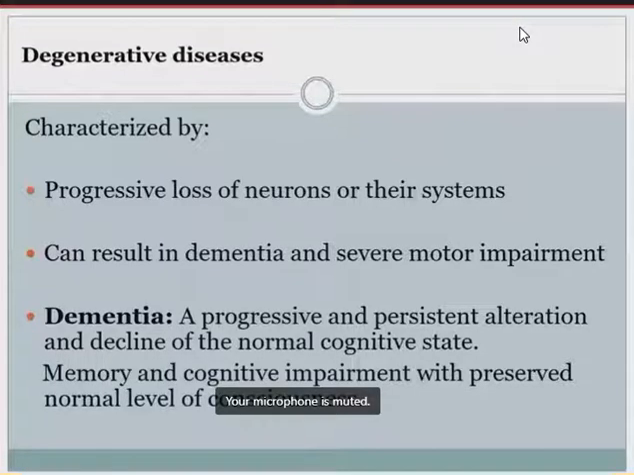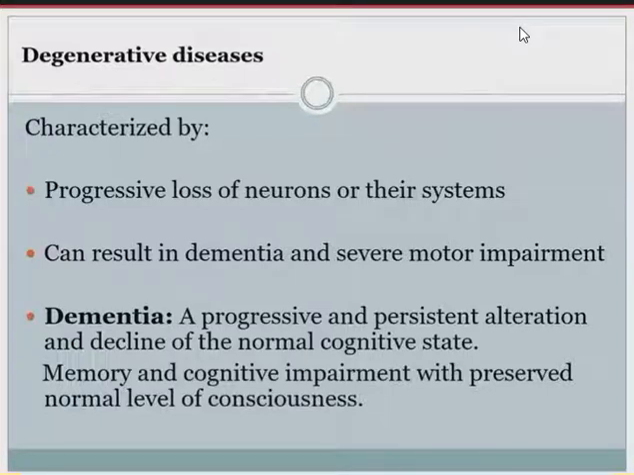Cognitive function means the person's ability to process thoughts, learn, and solve problems. With normal cognitive function, we can think, we can remember, we can reason. In degenerative disease, the person usually needs help.